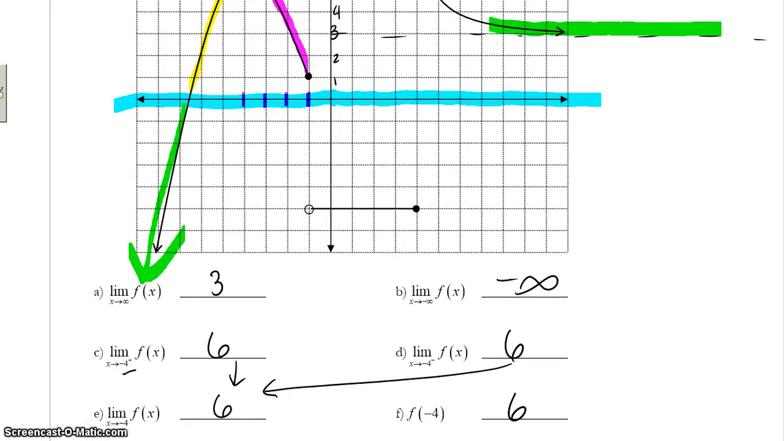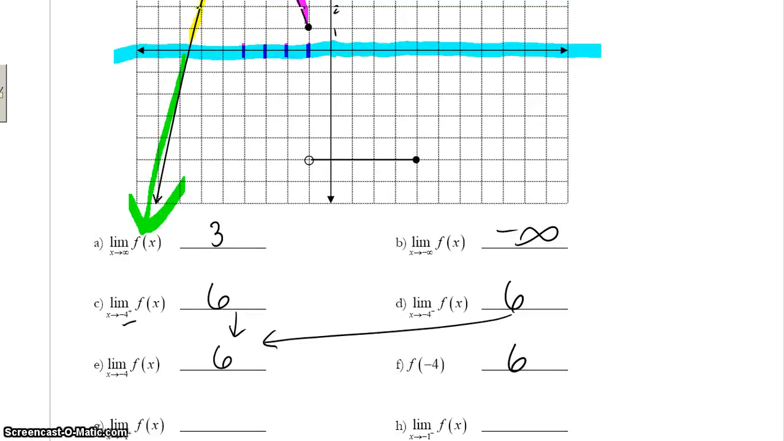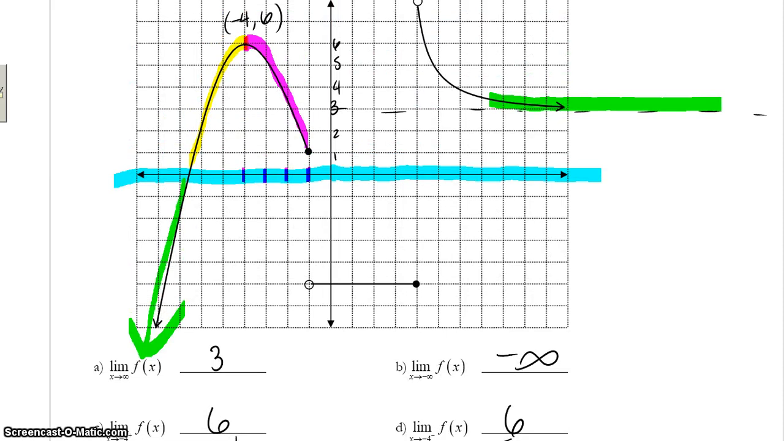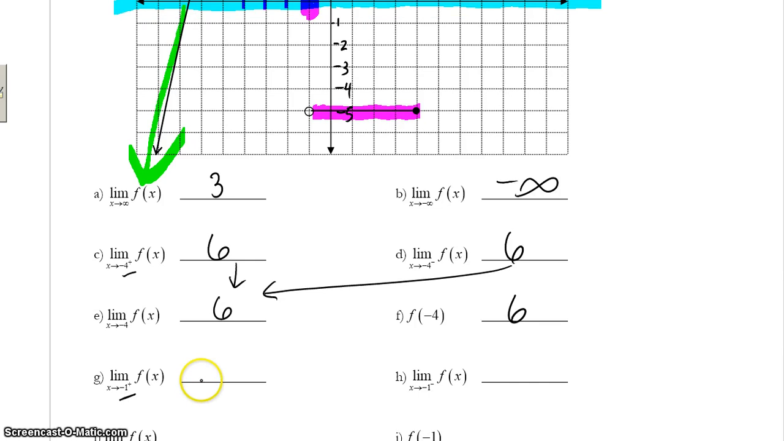Okay, so let's look at our next one. The limit as x approaches negative 1 from the right side, f of x approaches what? So where's negative 1? Here's negative 1 right here. So as x approaches negative 1 from the right side, which means it's going to be this part of our graph, then f of x approaches, this is negative 1, negative 2, negative 3, negative 4, negative 5. So as x approaches negative 1 from the right side, f of x approaches negative 5.